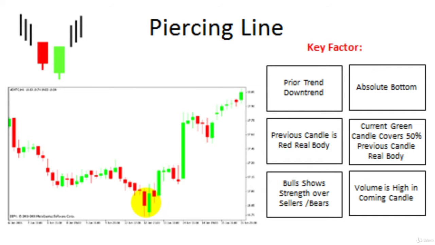As the sample chart shown on your screen, at the absolute bottom it clearly signifies the piercing line pattern. Before finalizing the piercing line pattern, we consider the important key factors. The first key factor: there should be a prior downtrend. The piercing line pattern formation will be at absolute bottoms.